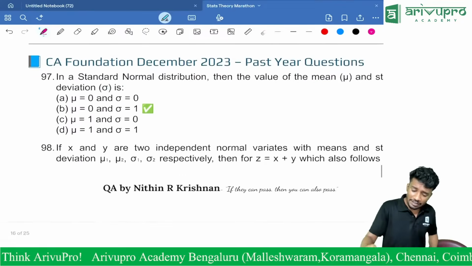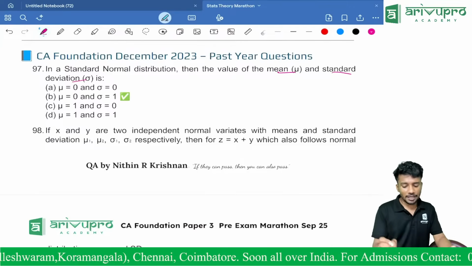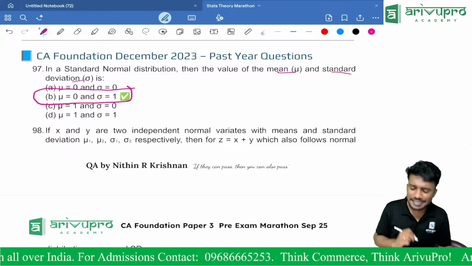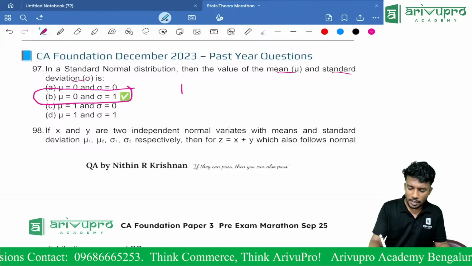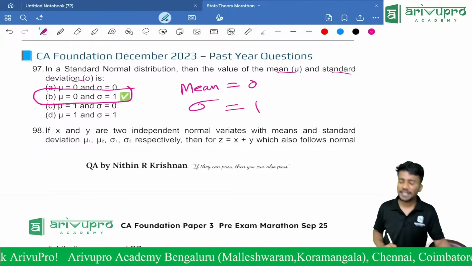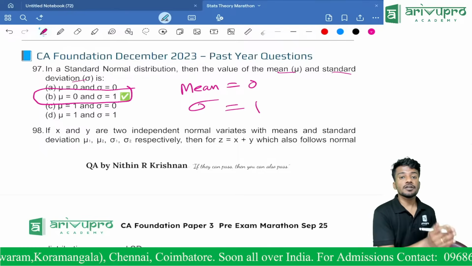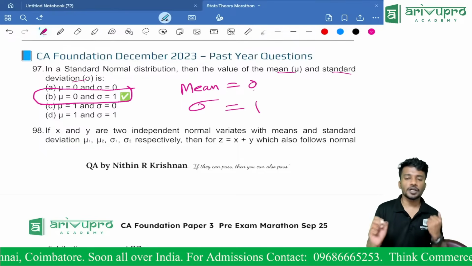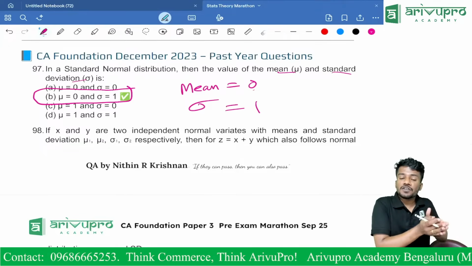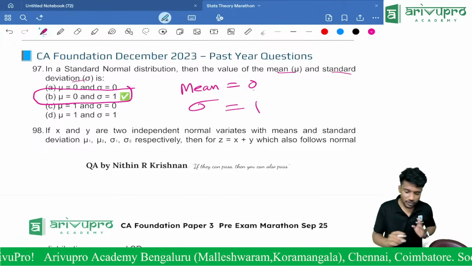Next one. In a standard normal distribution, the value of mean and standard deviation are how much is the question? In a standard normal distribution, mean will be 0 and the standard deviation will be 1. Remember this. Sometimes they can ask you a question like this. What is the mean of a standard normal distribution? Answer is 0. What is the standard deviation of a standard normal distribution? 1. So option B is your answer.